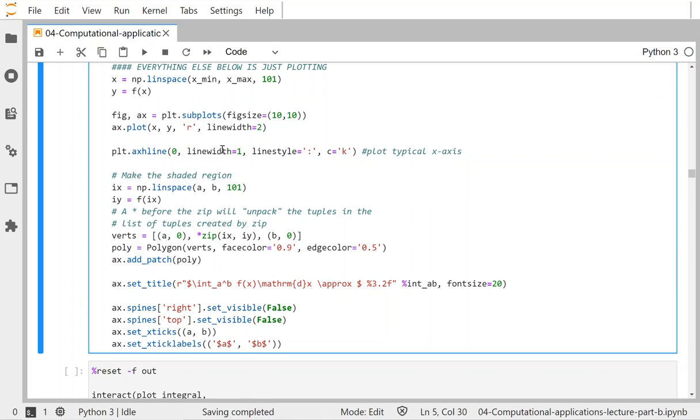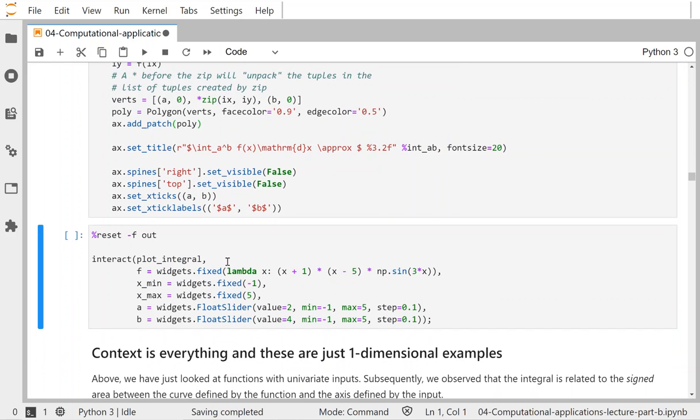Then I'm just plotting a typical x-axis and doing some other stuff, shaded regions. So the integral points for x and the integral points for y that I'm plotting to create my patch, my polygon patch that shades in the region that shows the integral I want to approximate. That's given by these points, and I'm using I to denote these are integral points, or points that are related to the integral that I'm trying to plot and visualize.